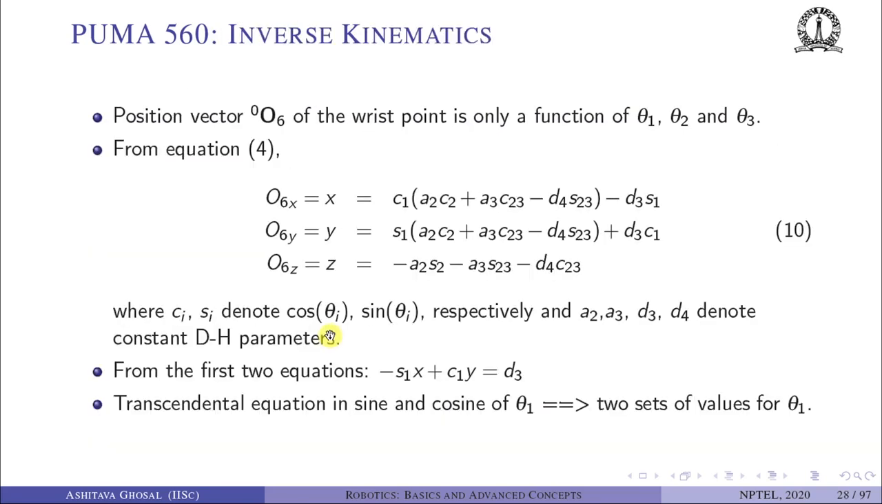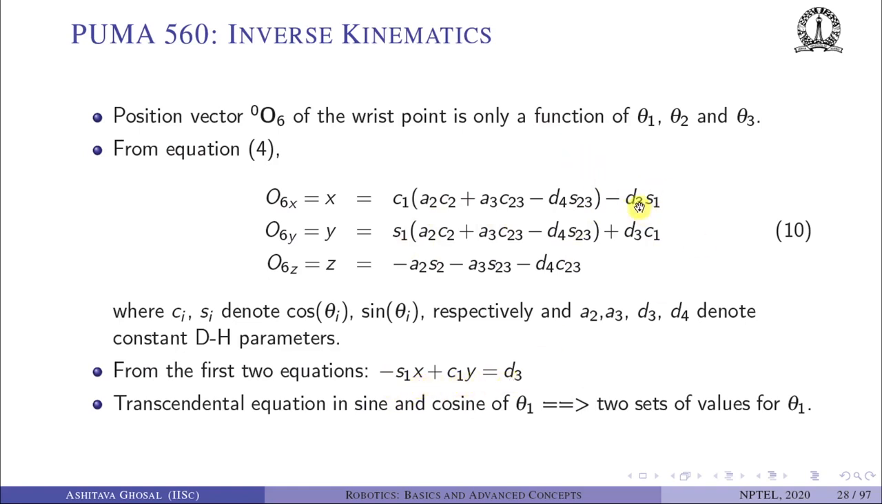So how do we solve the inverse kinematics of the Puma? What are we given? We are given x, y, and z. And fortunately, we now have three equations in three unknowns. What are the unknowns? Theta 1, theta 2, and theta 3. From the first two equations, if you multiply the first equation by minus S1 and the second equation by plus C1, where S1 is sine theta 1 and C1 is cos theta 1, and add them, you can see everything drops out and we get a nice simple equation, which is minus S1x plus C1y equals D3.